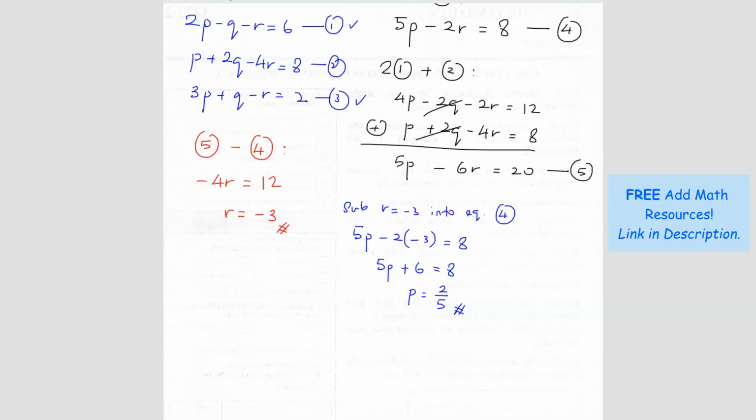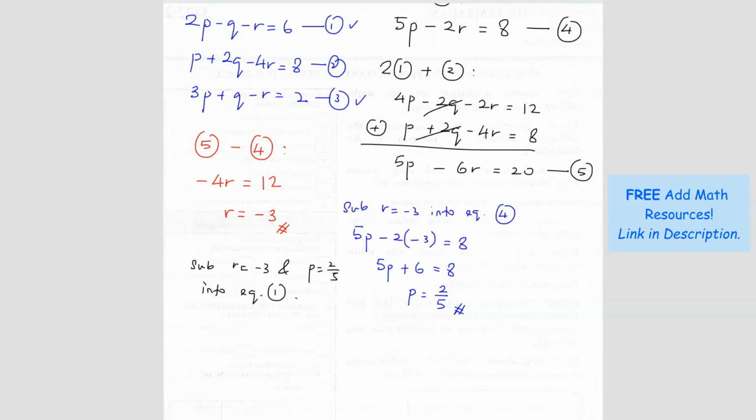Then what else we can use, which will be easier? I will go with equation 2. So I'm going to substitute R equals negative 3 and P equals 2 over 5 into equation 2. So what I will get is P is 2 over, actually why am I doing equation 2? I can use equation 1. Yeah, I'll do 1, my bad.